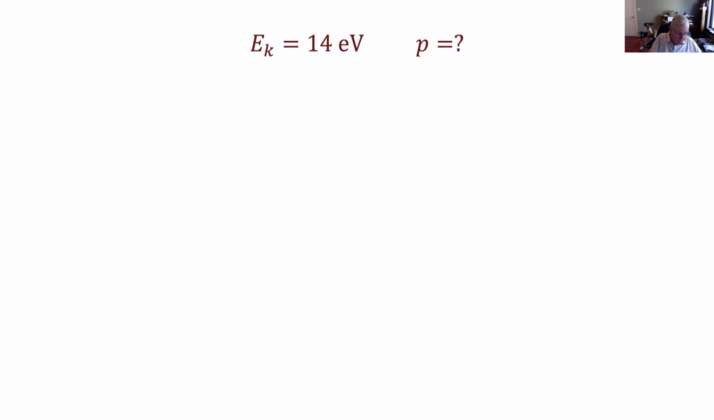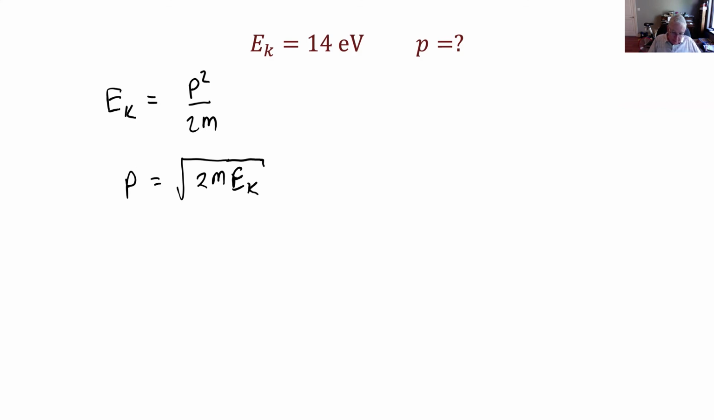We have a nice simple relationship for that, which says that kinetic energy is equal to p squared over 2m, which means that p is equal to the square root of 2m times the kinetic energy. And I'm going to want to get my kinetic energy out of eV and into joules. We've used this number a couple of times: there's 1.602 times 10 to the minus 19th joules in an eV. So this comes to be 2.2 times 10 to the minus 18 joules.